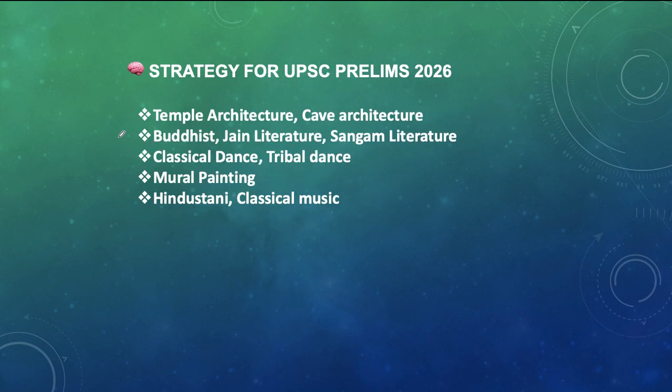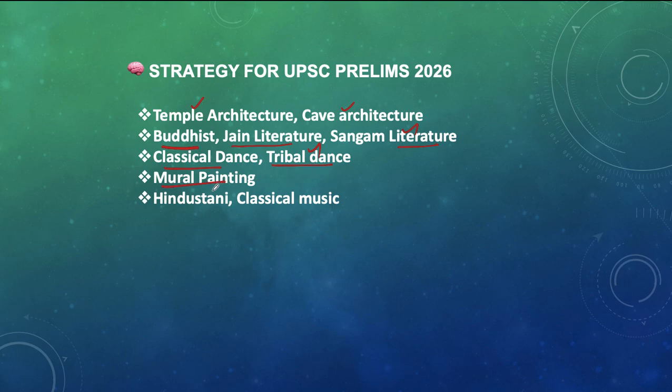Now what strategy can you adopt for the coming year, students? That is what is going to be very crucial. What I will be suggesting to my students is give maximum weightage to temple architecture and cave architecture related components. And while reading the literature, kindly make notes, because here only factual questions can be asked, not conceptual. So you need to remember the factual segment. So try to get a good hold of Buddhism and Jainism literature where a lot of questions can be asked, and Sangam literature also. Then while reading the classical dances, try to have a comparative analysis of all the classical dances and try to make notes for the tribal dances.